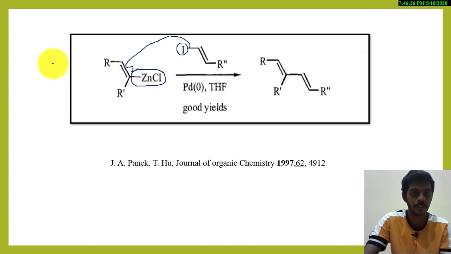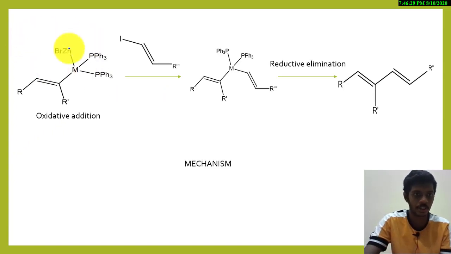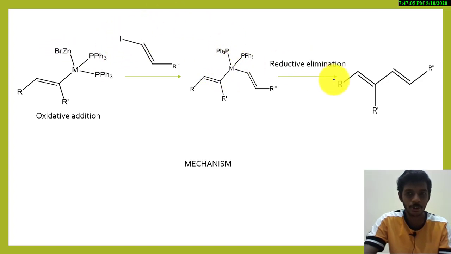Let's see the mechanism of this reaction. This first step is the oxidative addition. Here the metal is attached with 2 triphenylphosphine, and zinc bromide will be attached here, and after that the alkene, which is the starting material, is attached here. After that, the alkenyl halide will attach here in the presence of zinc bromide. After that, the reductive elimination happens. The zinc bromide bond will be eliminated, and iodine will be eliminated to form a coupled product, and this is the product of the reaction.